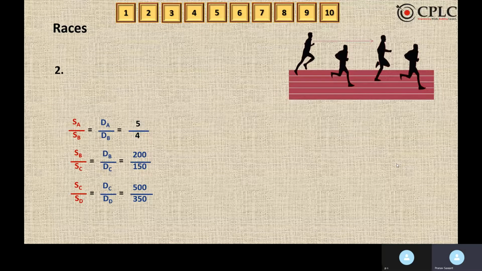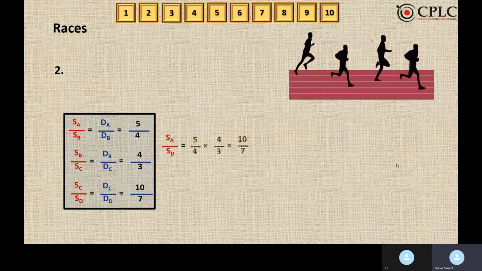So after finding out the ratios, we'll get 5 is to 4, 4 is to 3, and 10 is to 7. Now by applying that property, we will simply multiply all of them. The answer for this is 50 is to 21, that is 50 upon 21. So the speed of A is to speed of D is 50 is to 21. We can definitely say one thing, that A is winning the race as speed of A is more than that of D.